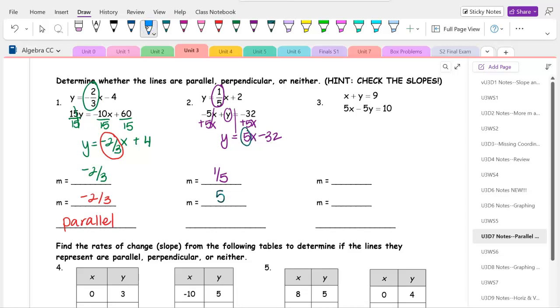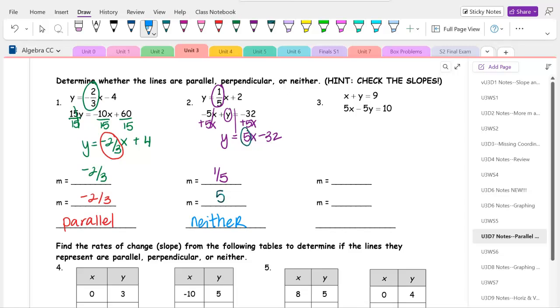Now, be careful. These are flipped, but in order for this to be perpendicular, you also need one to be a positive and one to be a negative. This is not the case, and so we say that these are neither parallel or perpendicular. Okay, it's not either of those options.